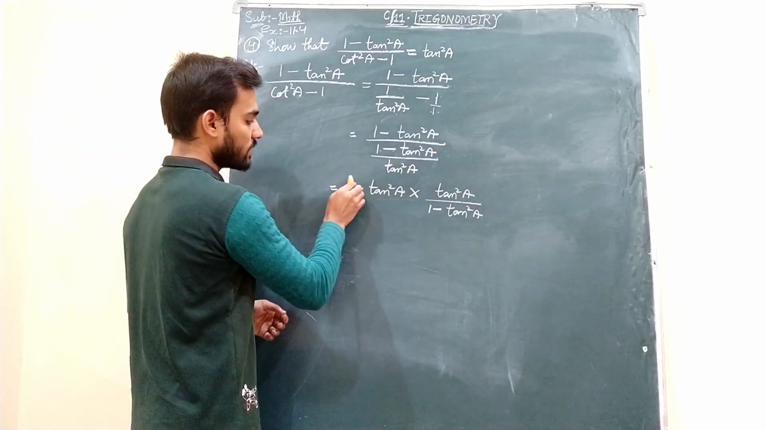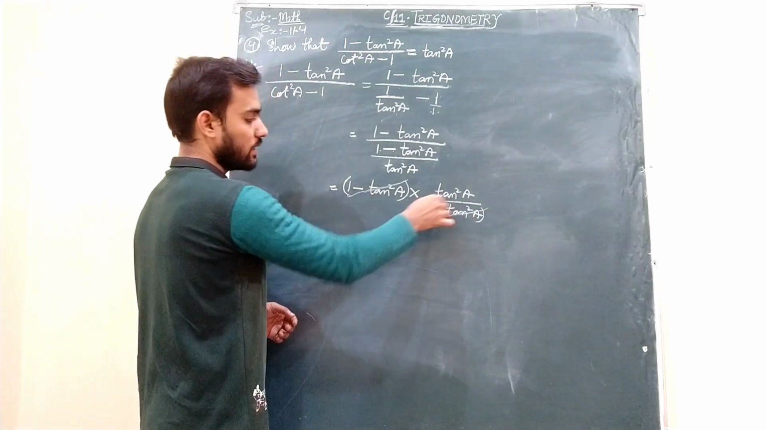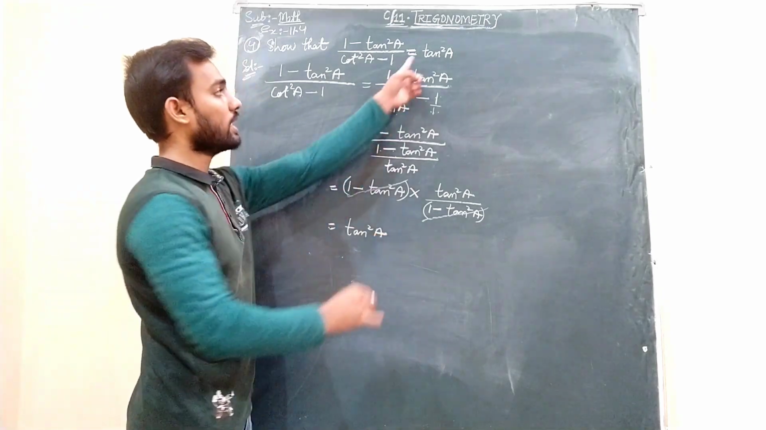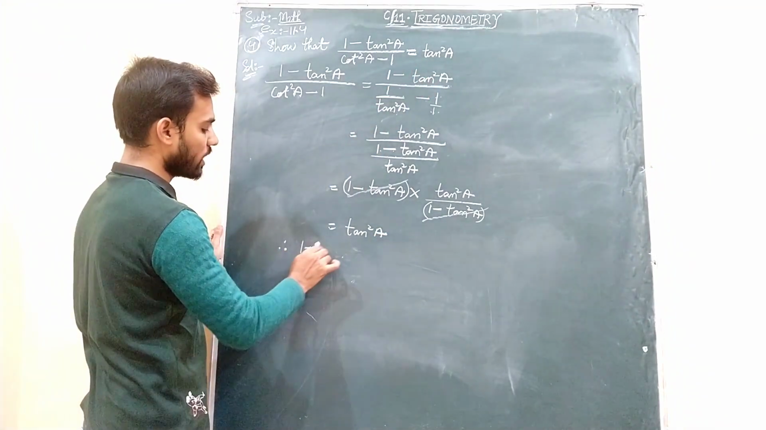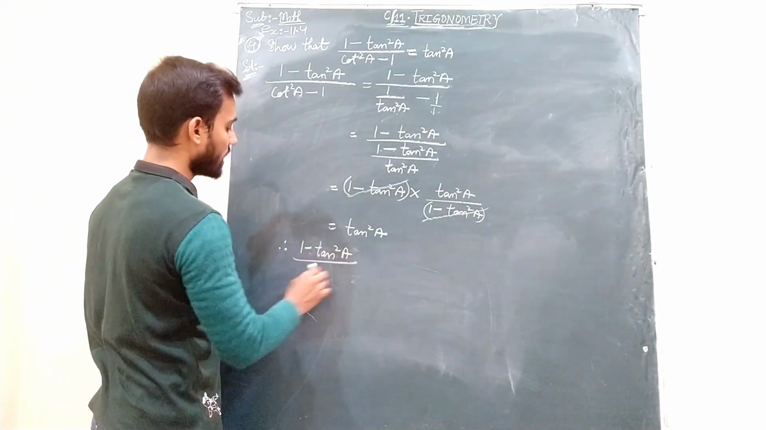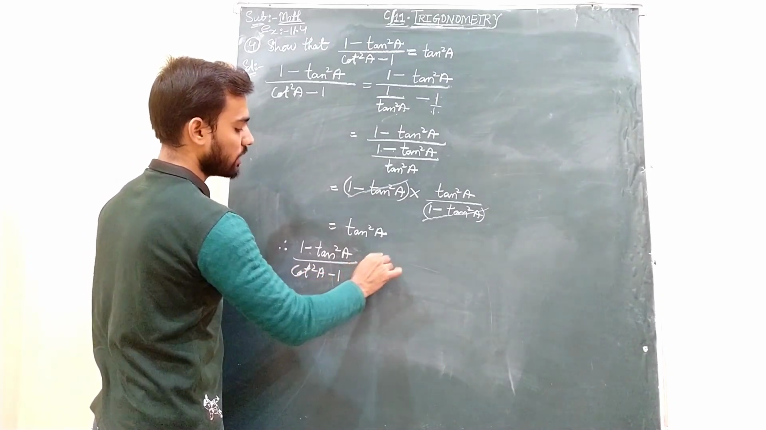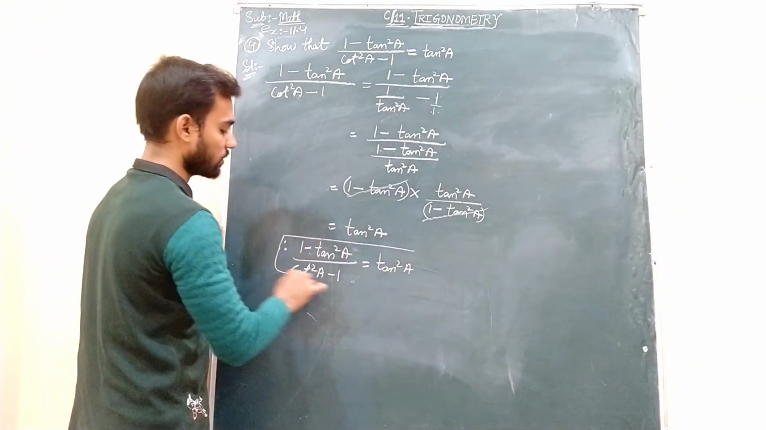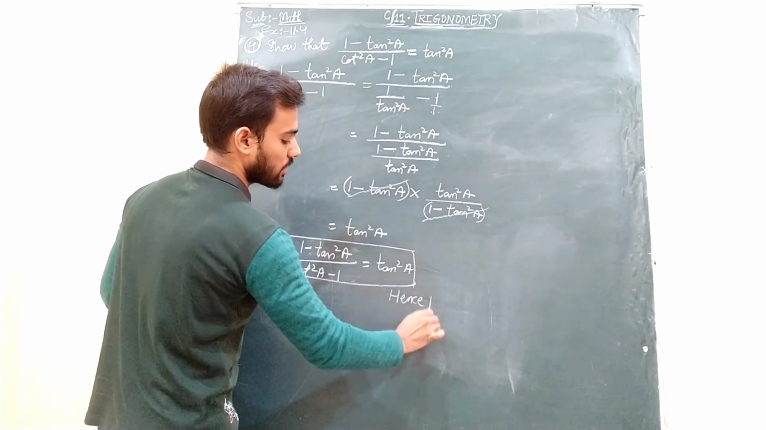Now this 1 minus tan square a completely and this 1 minus tan square a completely gets cancelled. What remains? Tan square a. This was our required RHS part. Okay, so at last we can write, therefore 1 minus tan square a divided by cot square a minus 1 equals tan square a. Drawing a box and writing just below it, hence proved.